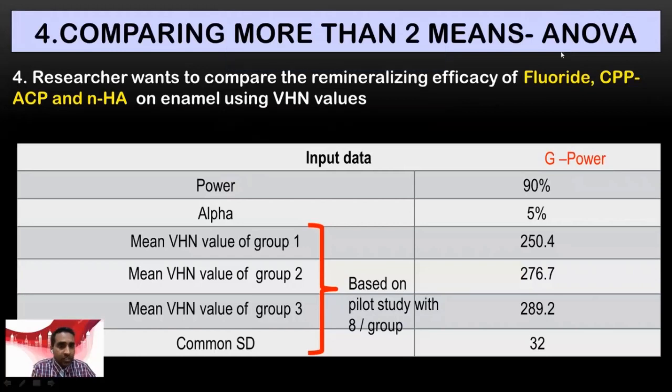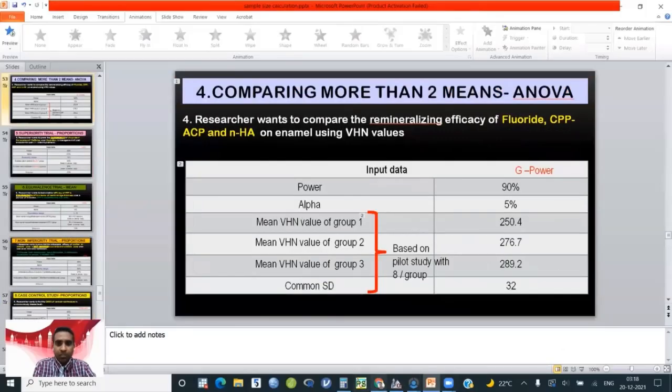So what are the input parameters? Same power, alpha. You need mean values for 3 groups and standard deviation for all the 3 groups, or a common standard deviation for all the 3 groups. So here I am mentioning a common standard deviation for all the 3 groups. Let us calculate the sample size using G power for ANOVA design.